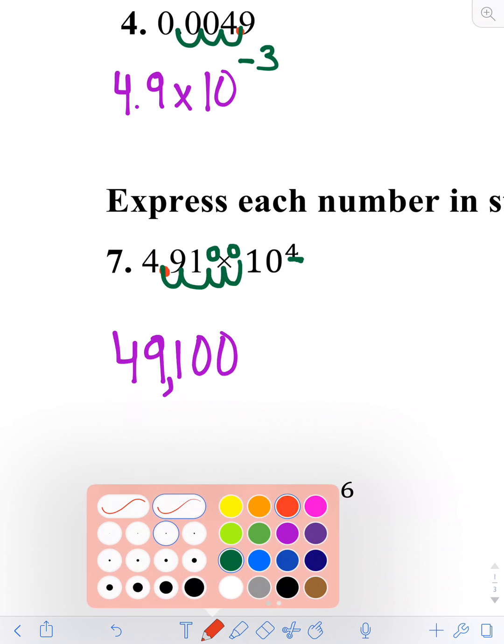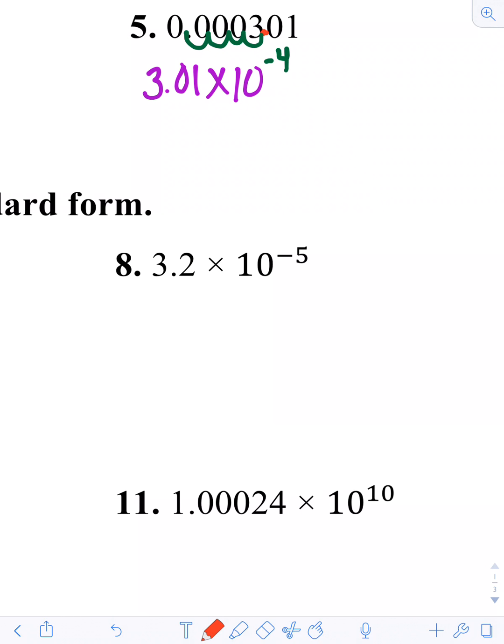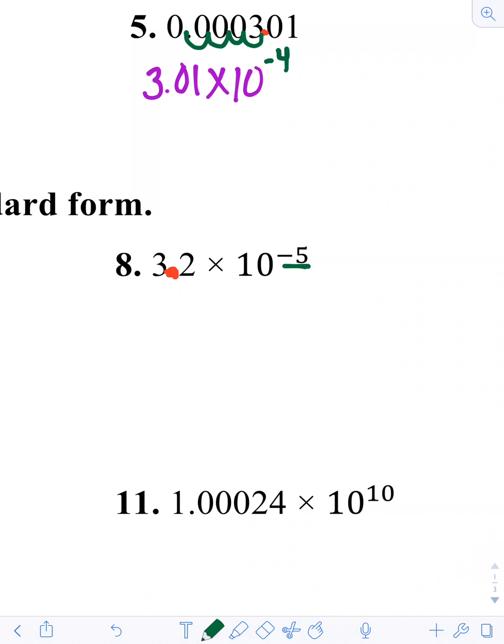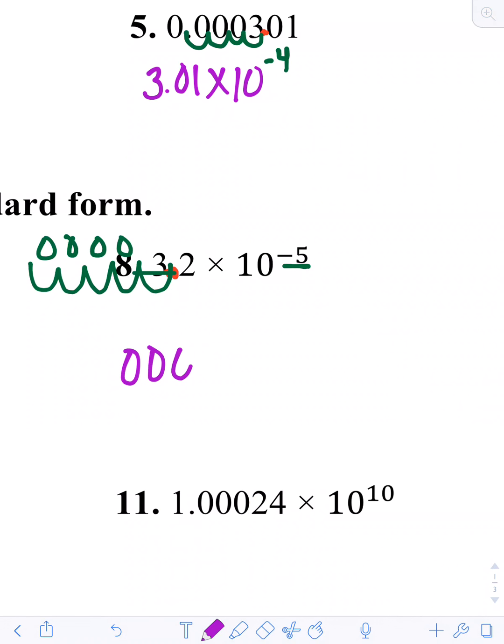All right, we'll move on to the next one. Number 8. I'm going to highlight where my decimal is, right here between the 3 and the 2. Since this is a negative 5, I got to go to the left because it's a smaller number, and I got to bunny hop 5 times. 1, 2, 3, 4, 5. So I have 4 zeros in there. Sorry, there's a decimal up here. So my number is going to be point, 4 zeros, 3 and 2.